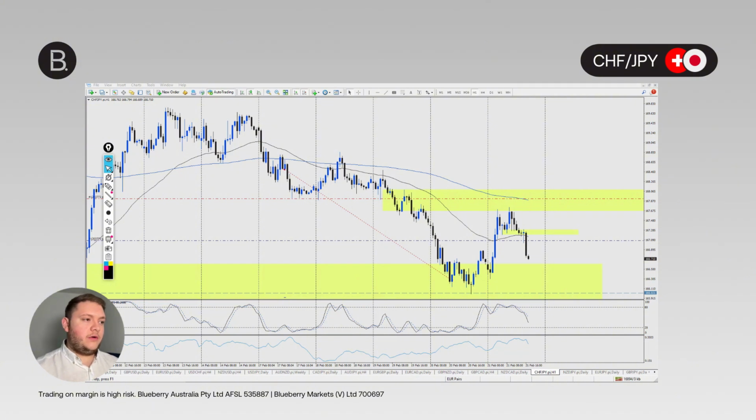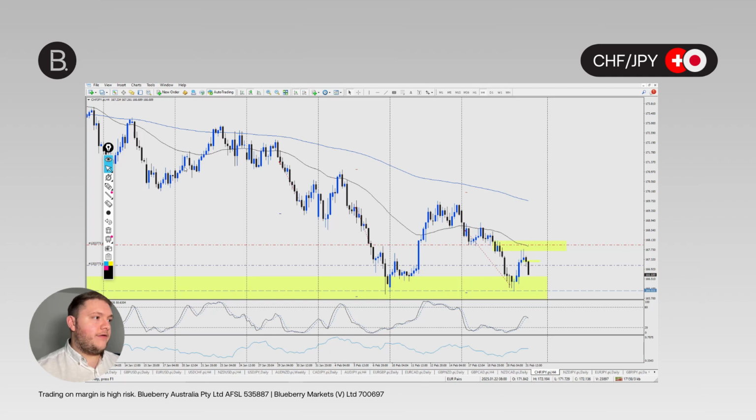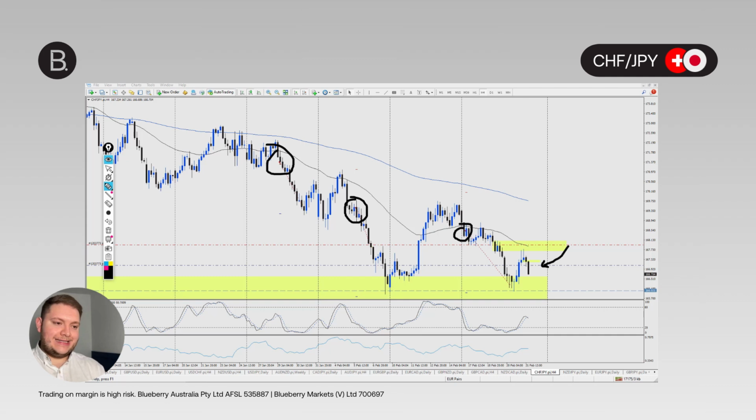So why do I want to be short in Swiss yen? And most importantly, why have I been short in Swiss yen personally? You can see that I was short here, I was short here, I was short here, and I'm currently short again Swiss yen. The reason behind this is all to do with some fundamental indicators.